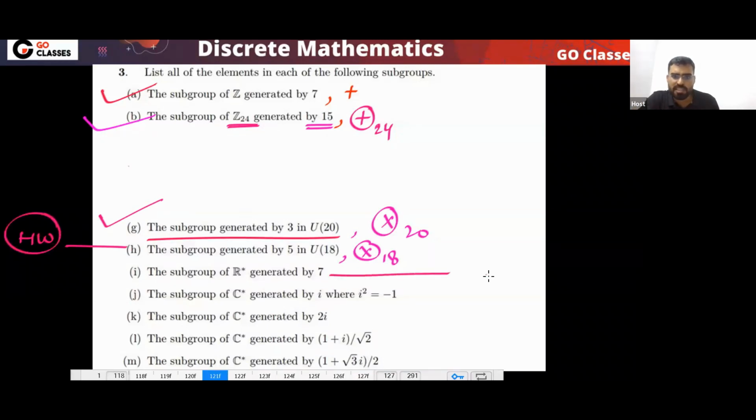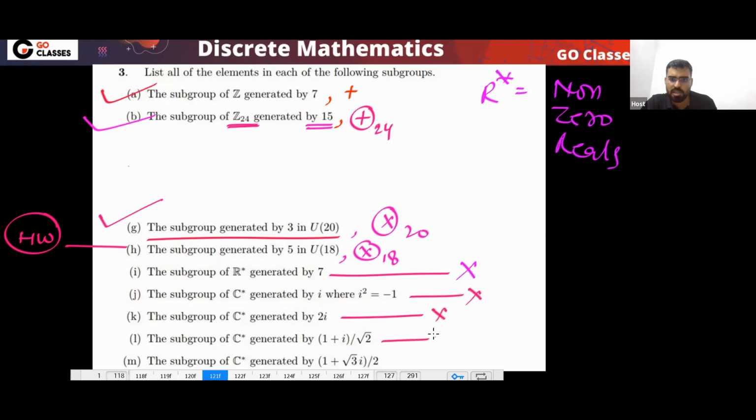And what about this? What is the operation here? R star means non-zero real numbers. The operation is multiplication. When you see non-zero reals, the operation must be multiplication, right? If you do addition, then it is not a group, because there is no identity element. So here also multiplication, and in all of these. You can take these questions as homework.